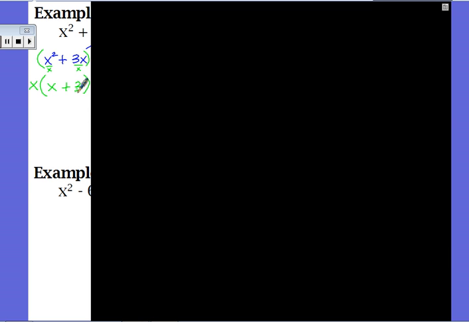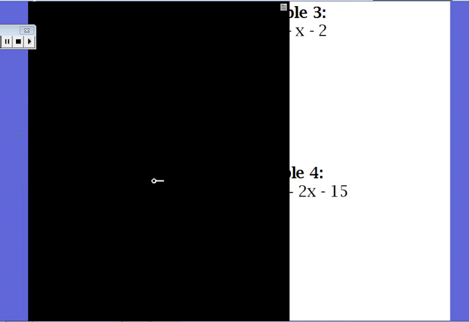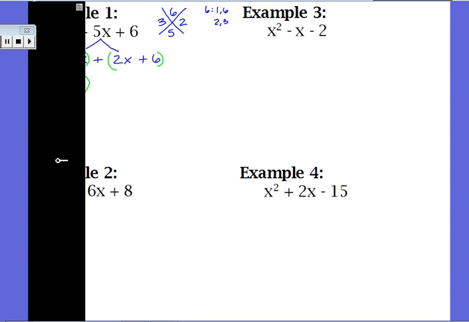X plus 3 is what we have left over. Then we look at the second group. We bring down the addition first, and then we find the GCF of these 2 terms. So again, numbers first, look at the coefficients, 2 and 6. If I list out their factors, their GCF is 2.